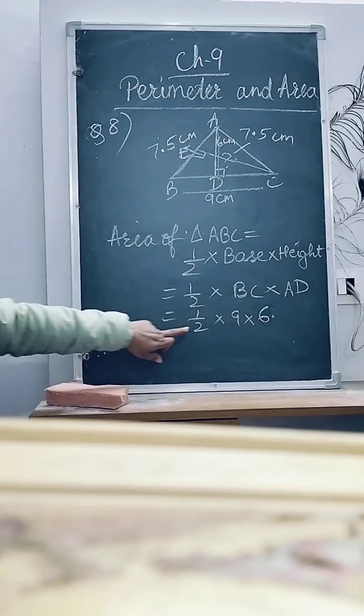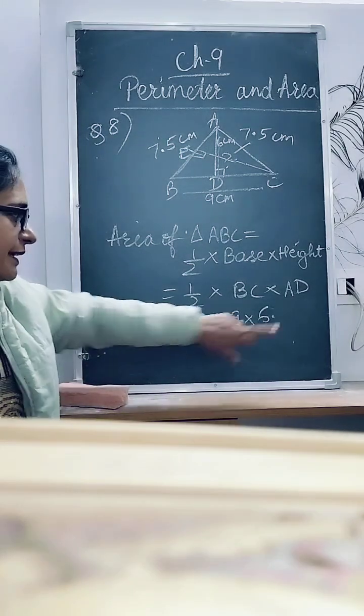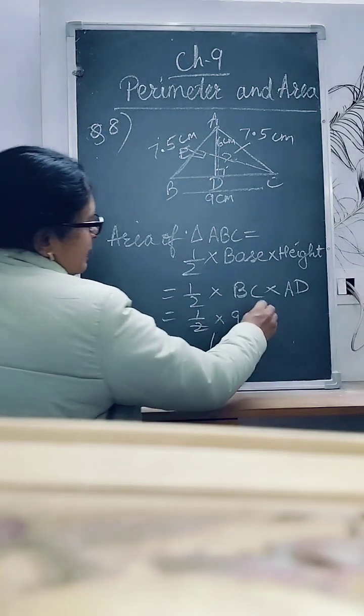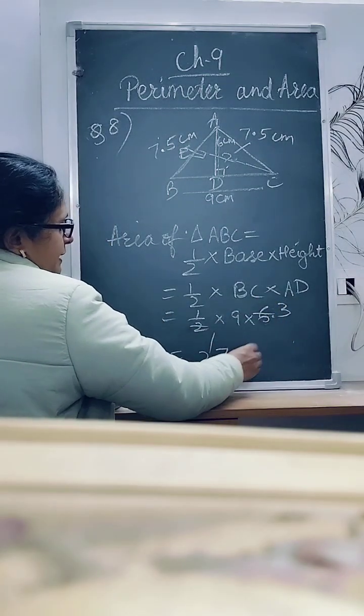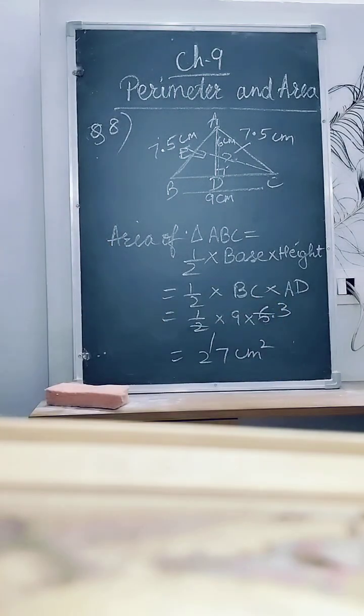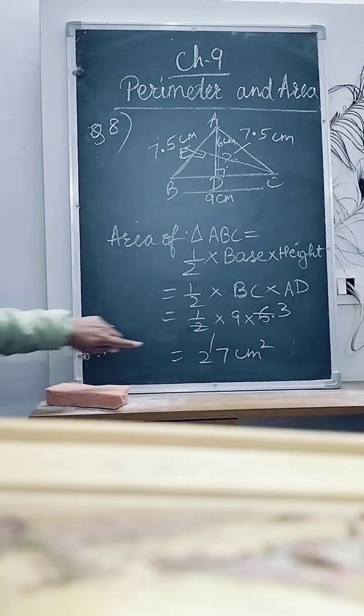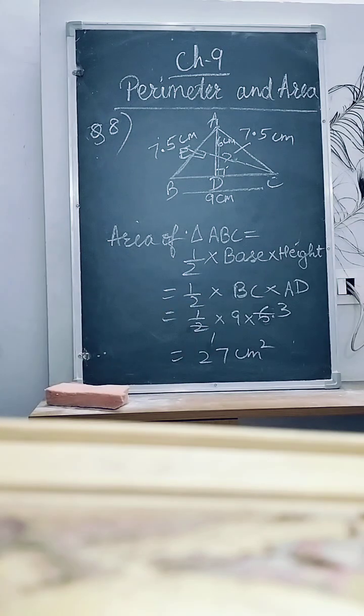Now the denominator is 2 and the numerator is 6, so we cancel: 2 ones are 2, 2 threes are 6. 9 into 3 is 27 centimeter square. So the first part is done. 27 centimeter square is the area of the triangle.